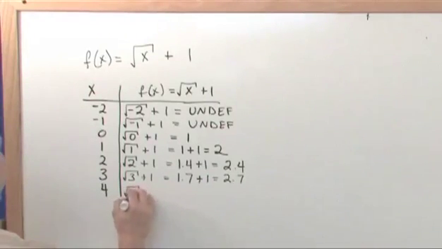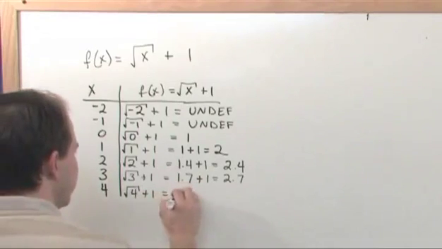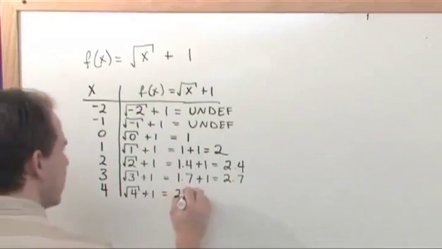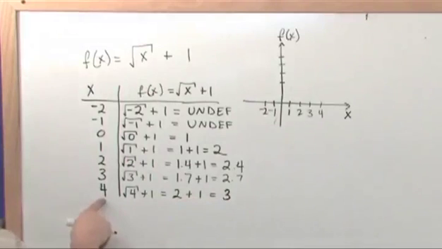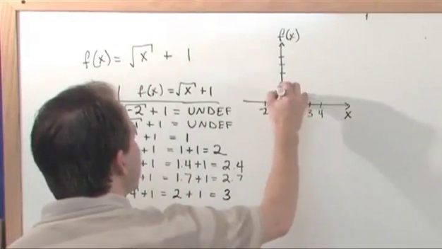And then the square root of 4 plus 1. The square root of 4, I think you probably know, is 2, because 2 times 2 is 4, plus 1. Okay, now when we put 4 into this function, the square root of 4 is 2, and 2 plus 1 is 3. Now what we want to do over here is we want to go ahead and plot it, okay?